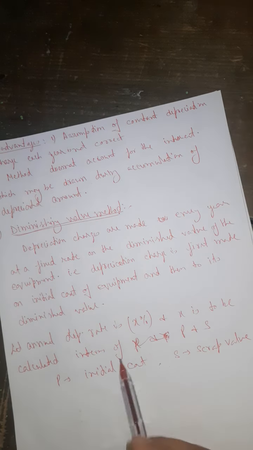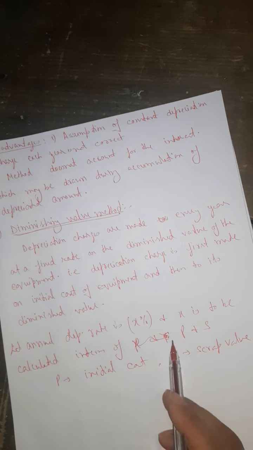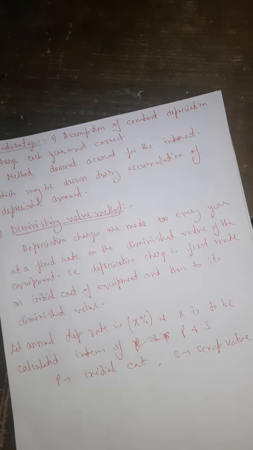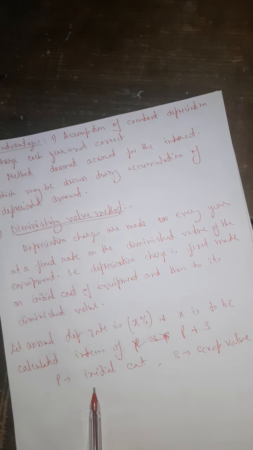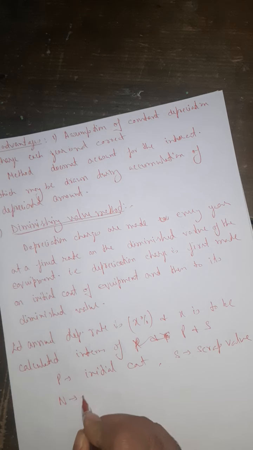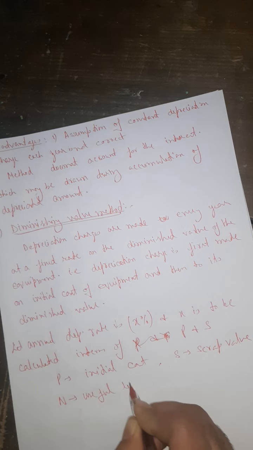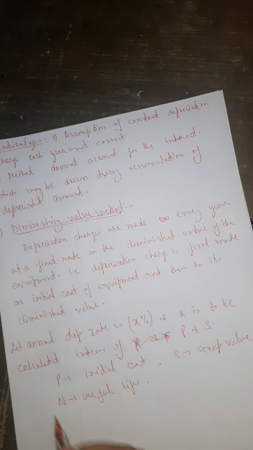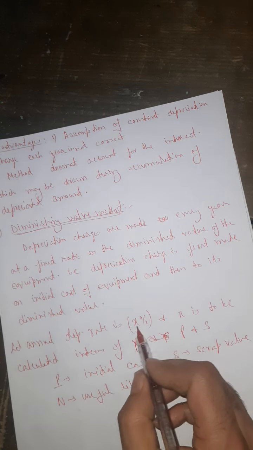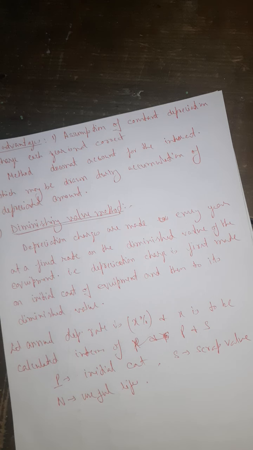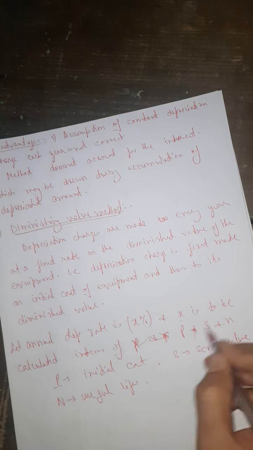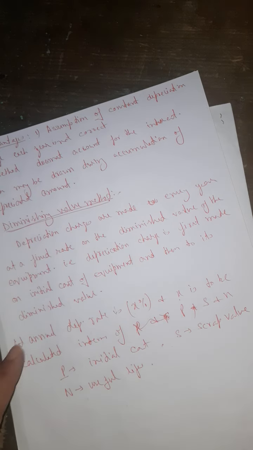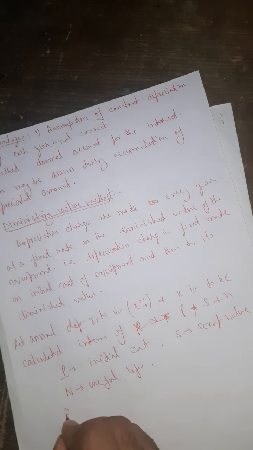So in order to avoid confusion, I am not using capital X and Y as initial cost and scrap value. Instead, I am using P and S. S is the scrap value and P is the initial cost, and N is the useful life. So P is the initial cost and x is the annual depreciation rate, and I want to calculate x in terms of P, S, and N. So tell me, what is the initial value of the equipment?